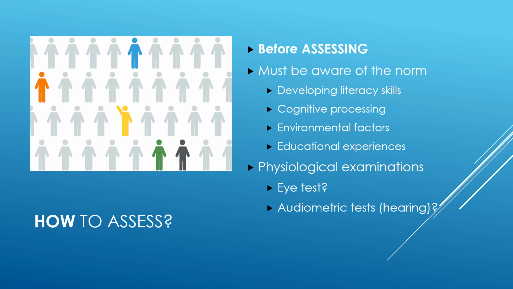Physiological examinations are also very important. Obviously, it's vital that a child has had a recent and up-to-date eye test. That can sometimes be overlooked when we're looking at children who are finding it difficult to read, but actually it's crucial that that is at least ruled out, if not checked and found to be an issue.